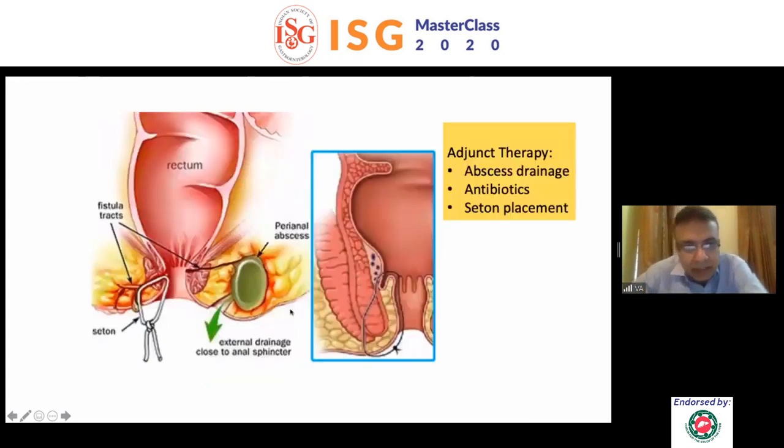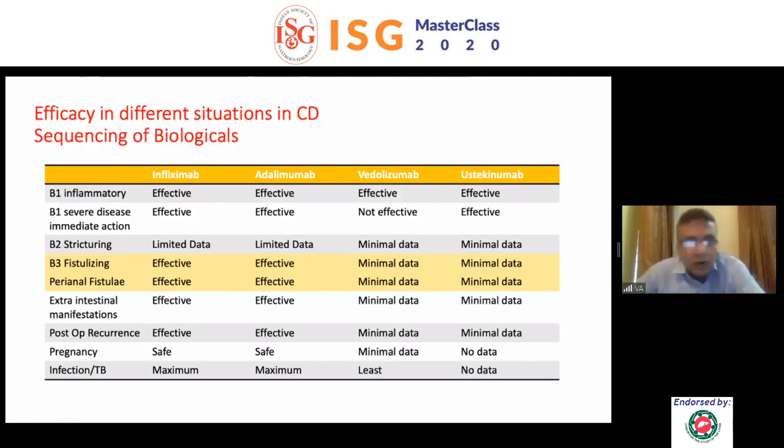These are adjuncts when it's a complex fistula, before any kind of therapy. If you ignore these adjuncts, your therapy would not be successful. That is, look for a perianal abscess and drain it. Put a seton out there, either a cutting seton or a non-draining seton, depending upon the location, and that will help in taking care of the infection. And thereafter, you go for biologics.